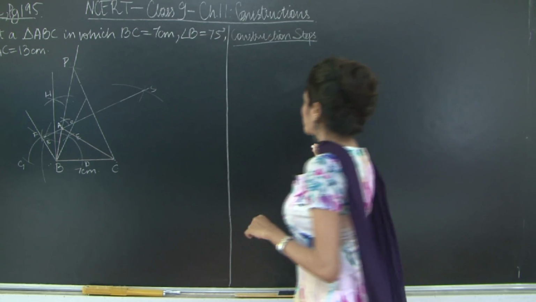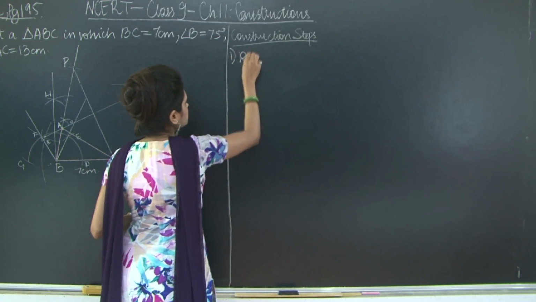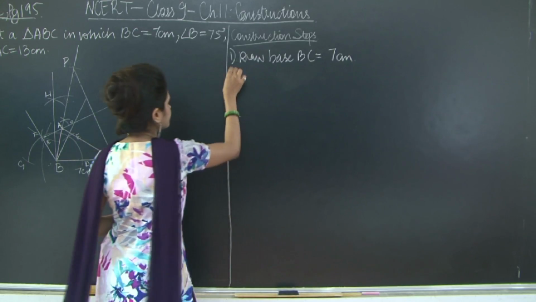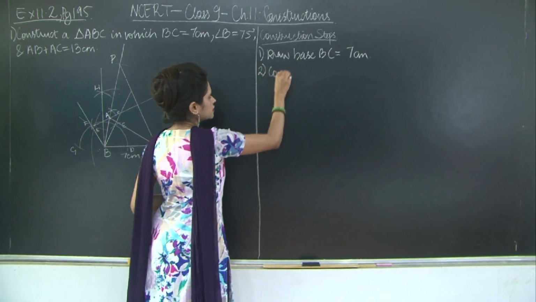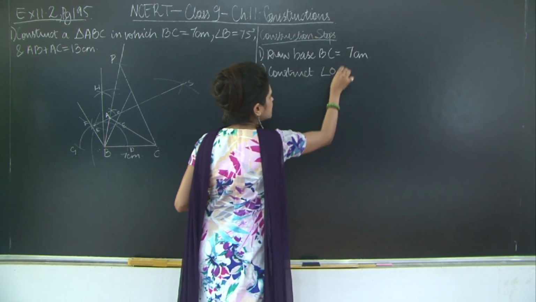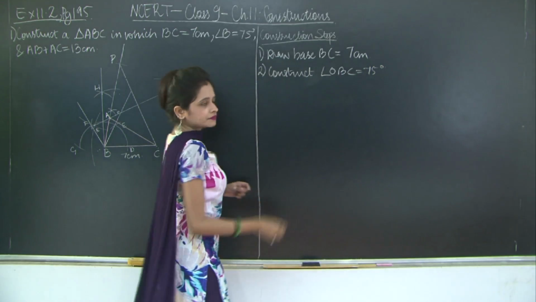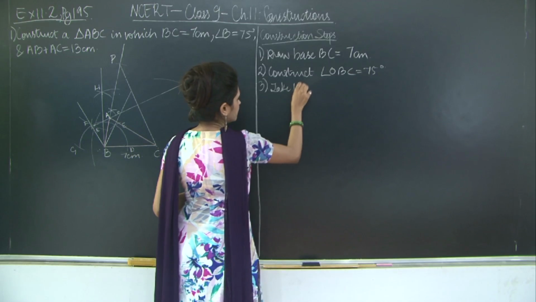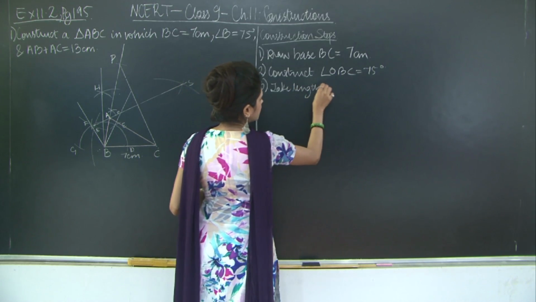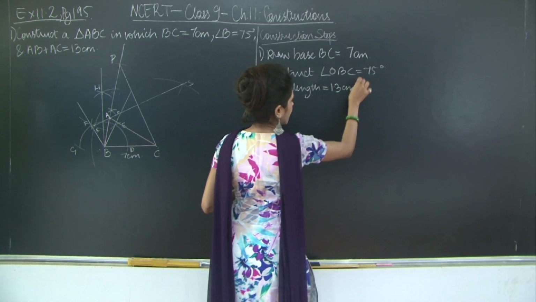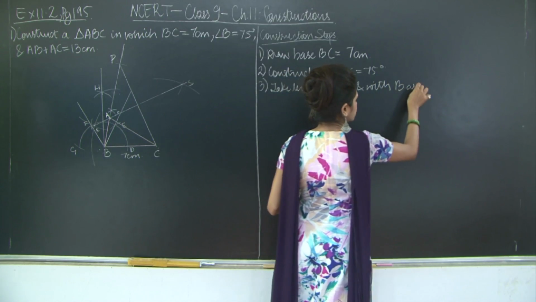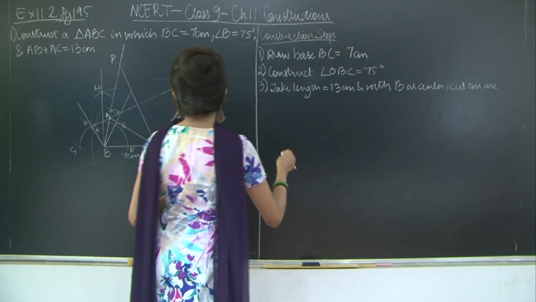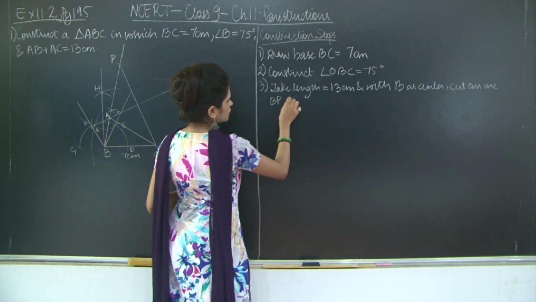So let us go ahead and write the construction. First step, draw base BC equal to 7 centimeters. Then construct angle OBC equal to 75 degrees, right? Then take length equal to 13 centimeters and with B as center, cut an arc BP of this length.